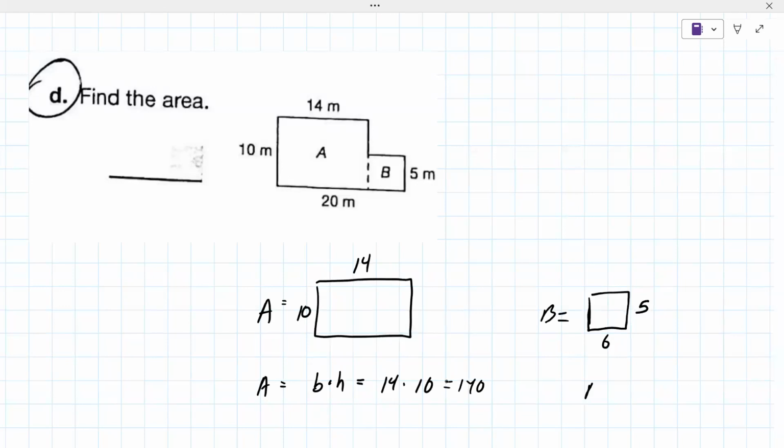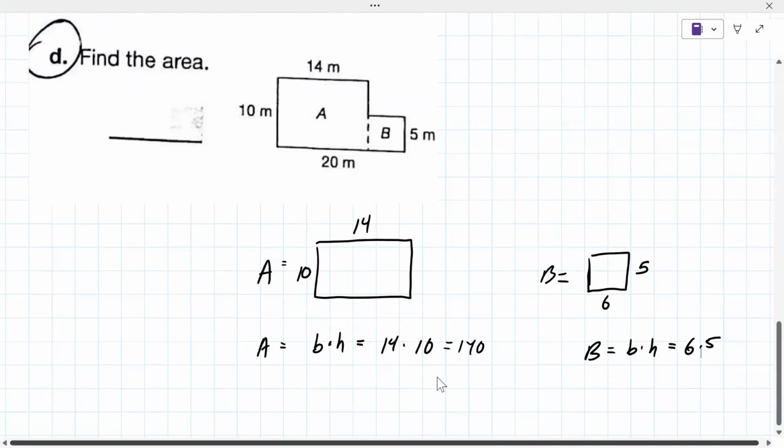Okay, now for B, I'm just going to give you the numbers here. It's 5 and 6. So what's the area of B? It's base times height, 6 times 5. So it's. Wait, what was the answer for C?